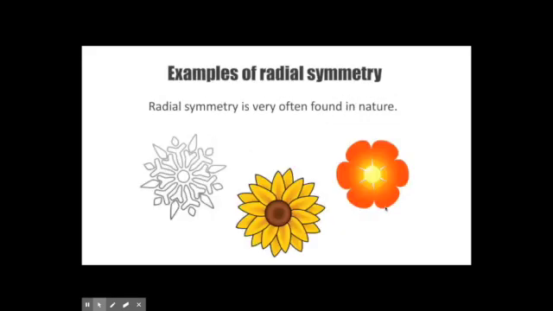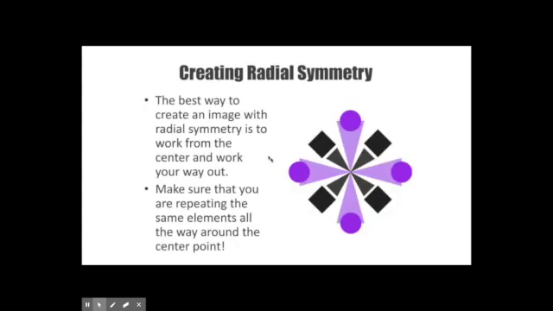That is radial symmetry. So here are some examples that you'd be pretty familiar with. A snowflake, a flower, and different flowers have different petals, but they're all radial symmetry. And the best way to create radial symmetry is to work from the center and then go around in a circle, a small circle, and then go to the next layer out and the next layer out and start in the center and just keep working your way out. And don't forget, you're repeating the same thing all the way around that circle until you get back, and then you can start a different element.